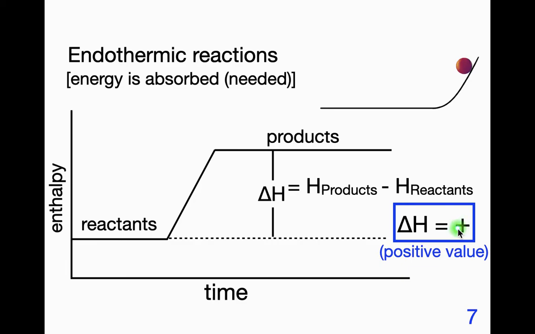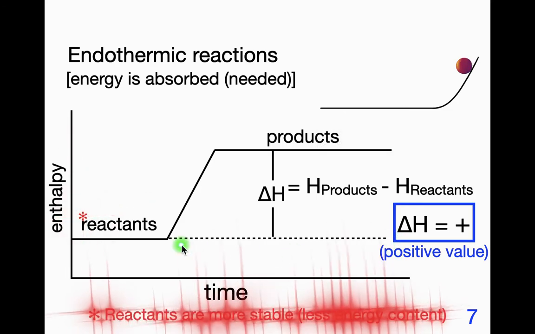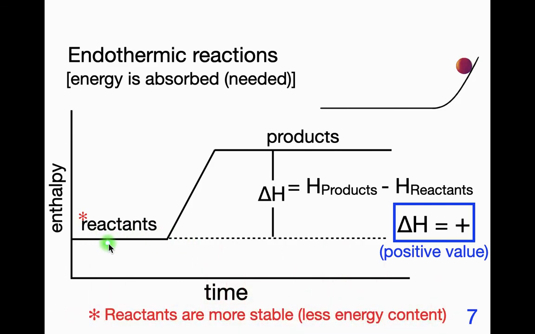So when you have delta H negative, that means energy is given off, like burning a piece of paper, that's going to have a negative value. If it's positive, that means energy is absorbed or required. And like we talked about before, whichever has a lower energy is going to be more stable. So in the case of an endothermic reaction, the reactants are more stable. They have less energy content.